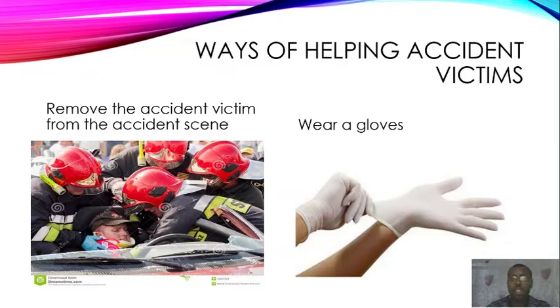And what is the first thing we can do to help accident victims? Number one, remove the accident victim from the accident scene. Now you can see from the picture here, the person is involved in an accident, and the people trying to rescue him had to cut out the top of the car so that they'll be able to bring him out. So that is the first thing we should do if we find ourselves in such a situation.